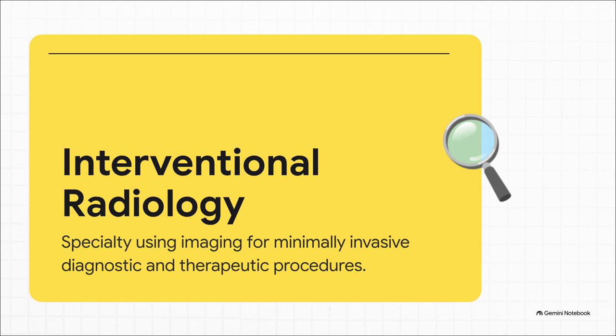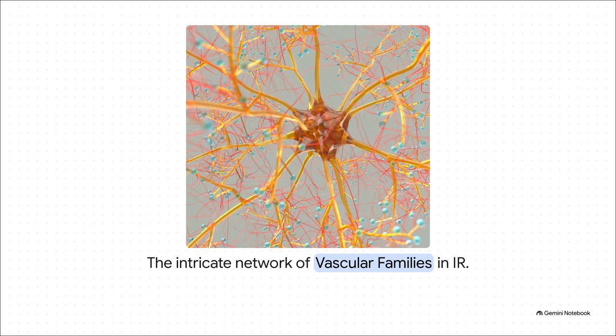For a medical coder, this means the documentation you're reading won't describe massive surgical openings. Instead, it's going to describe a highly technical, image-guided journey right through the body's internal pathways. So where exactly does all this magic happen? It happens inside the human vascular system, which is an incredibly complex, interconnected network. In IR, we categorize this entire network into distinct groups that we call vascular families. It helps to think of these families as massive branching interstate highway systems.